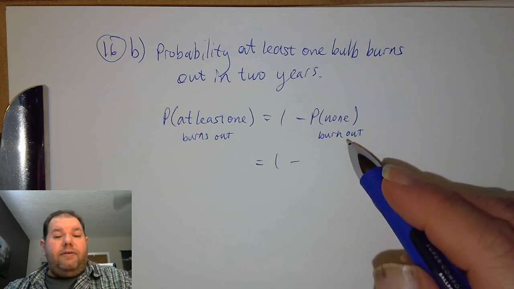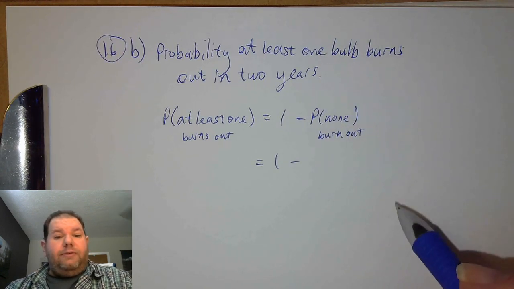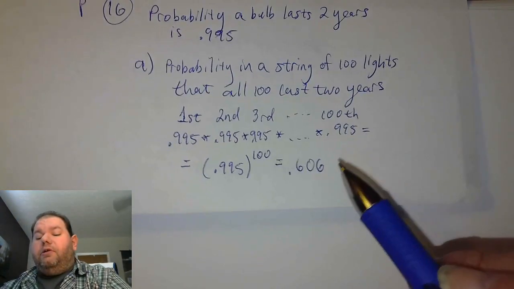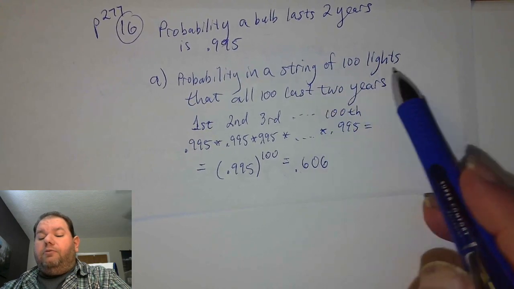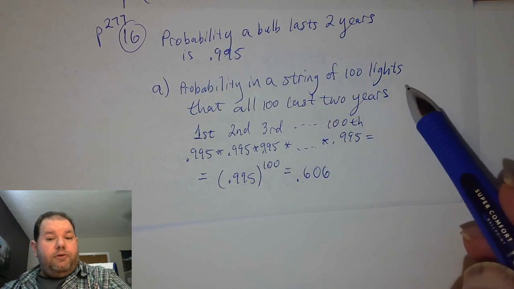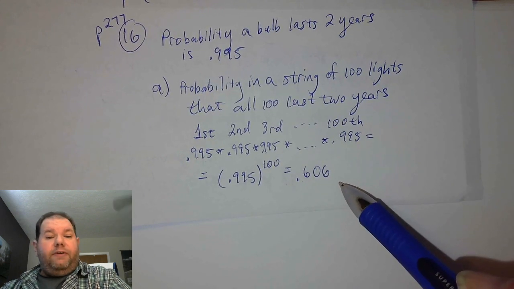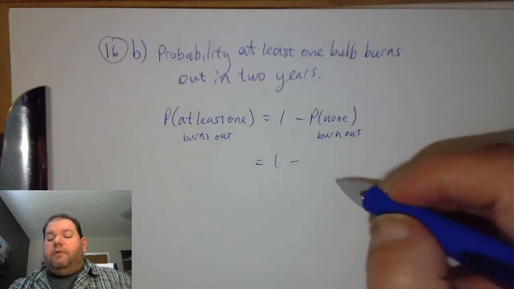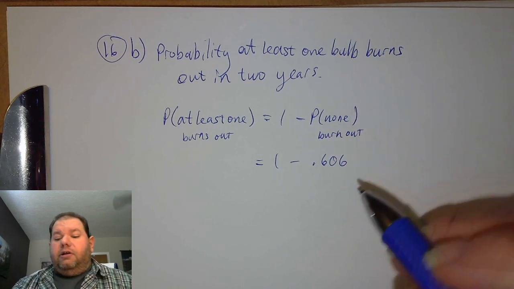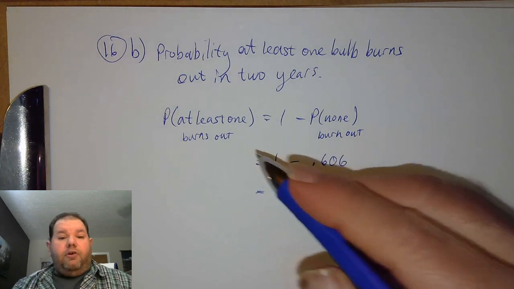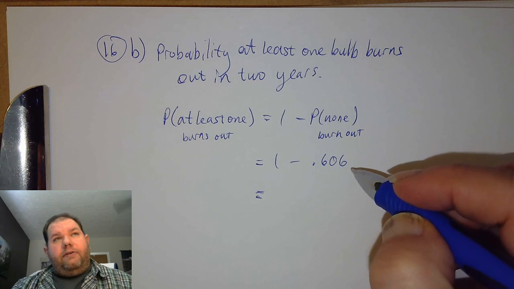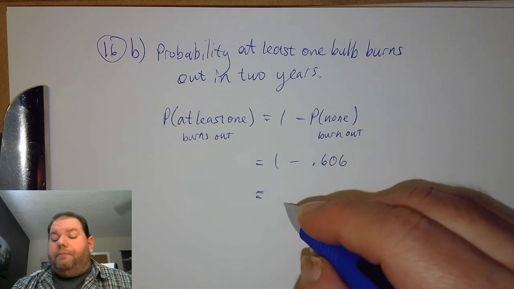Now the probability that none of them burn out, that all 100 bulbs last 2 years, that's what we just calculated in the previous part. Here, we had all 100 lights, and all 100 lasted 2 years, so none of them burned out, and we had a probability of 0.606. Just take that 0.606 and plug it in right there, and so the probability that at least one bulb burns out will be 1 minus 0.606, which is 0.394.